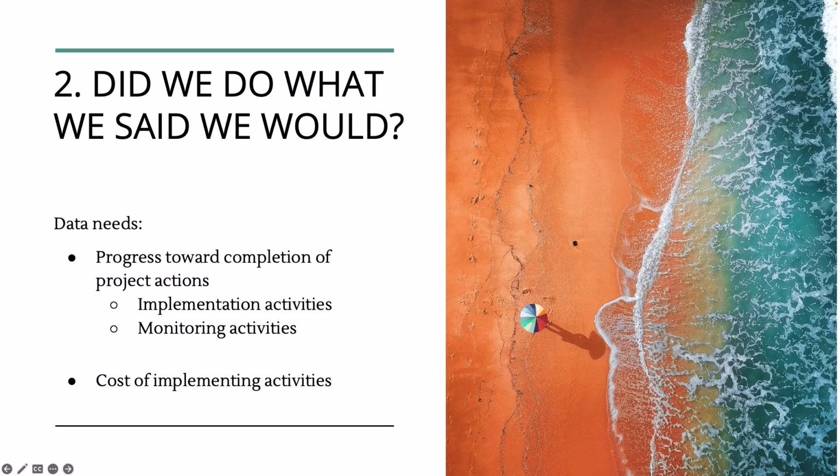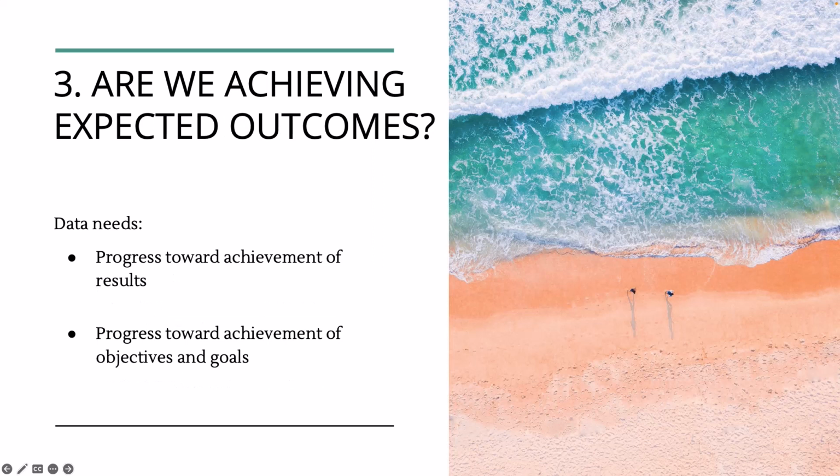To answer question 2, did we do what we said we would? We need to track and prepare data about progress towards completion of project activities, including implementation and monitoring activities. In addition to tracking your action progress, you'll also likely want to track the cost of implementing your actions. To answer our third question, which we'll address in the next module, Module 3, we'll need to track and prepare data on progress towards achievement of results and towards achievement of objectives and goals.